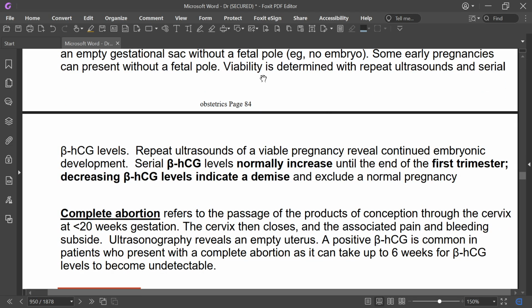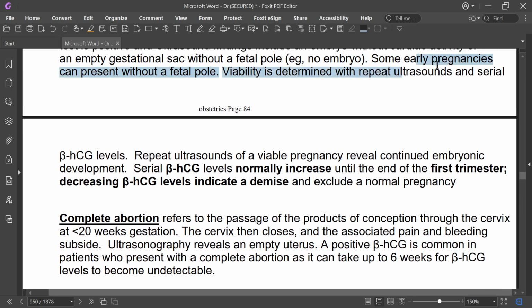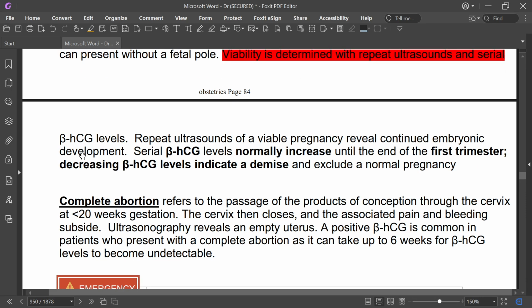Viability is determined by repeat ultrasound and serial beta hCG. Repeat ultrasound of a viable pregnancy reveals continued embryonic development, and serial beta hCG normally increases until the end of the first trimester. Decreasing beta hCG levels indicate fetal demise and exclude a normal pregnancy.